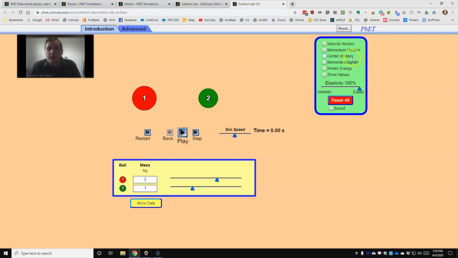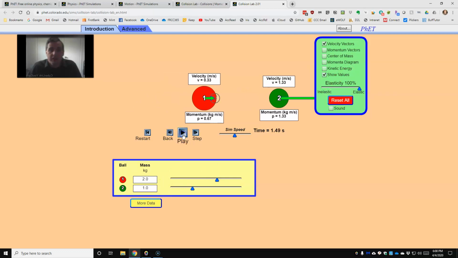So hopefully what should happen is ball 1 comes in with 2 kilogram meters per second of momentum. Ball 2 has no momentum to start, but because ball 1 is much larger than ball 2, ball 1 has a lot of inertia, has a lot of momentum, so ball 2 should move off very fast, and ball 1 should actually keep continuing going. Let's go ahead and see what that looks like, first with velocity, then with momentum. Okay, so let's go ahead and play.